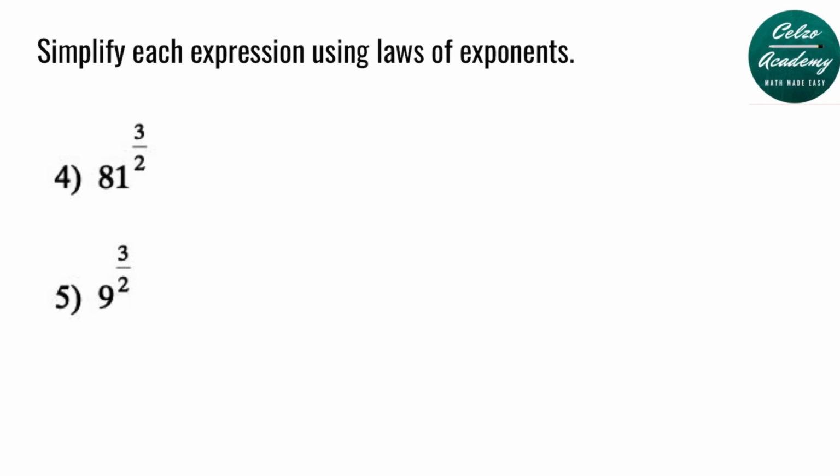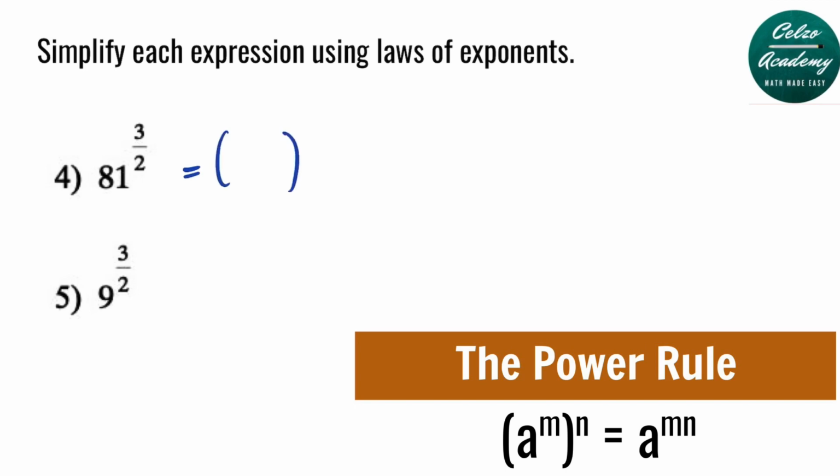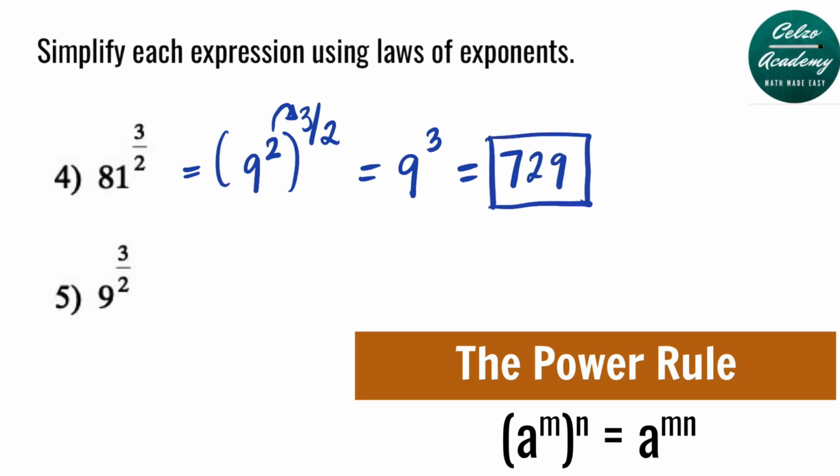Question number 4. 81 to the power of 3 over 2. So step 1 is to rewrite 81 using a power of 2 or a multiple of 2. So 81 is the same thing as 9 squared, or 3 to the fourth will also work. Using the power rule, we will keep base 9 and multiply 2 times 3 over 2. 2 times 3 is 6. 6 over 2 is 3. 9 to the third power means 9 times 9, 81. 81 times 9 is 729. So the answer for number 4 is 729.